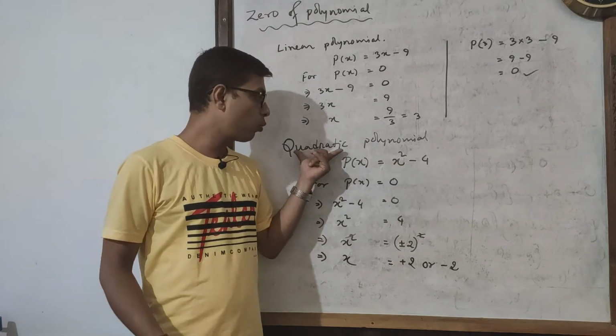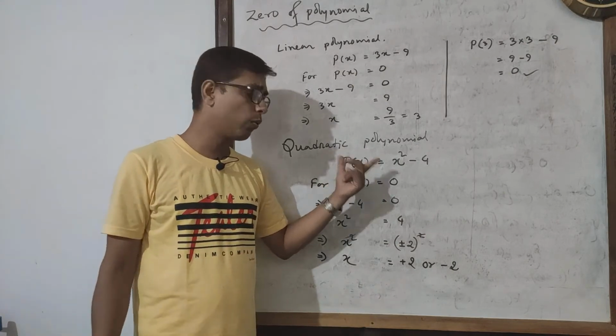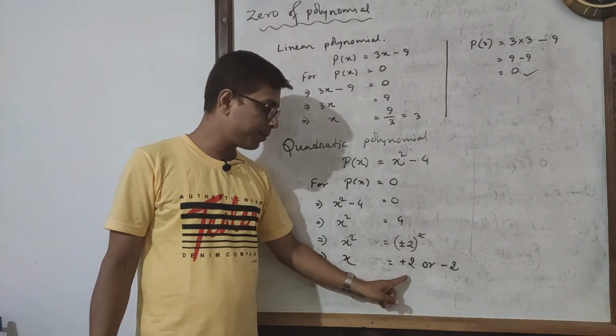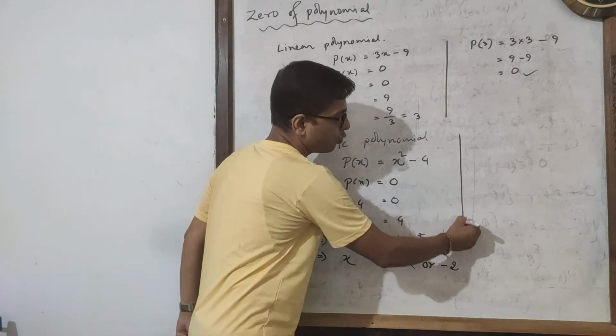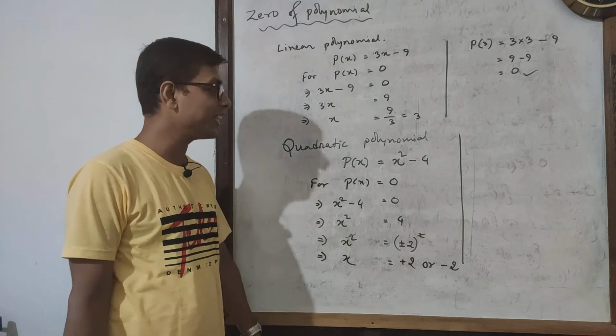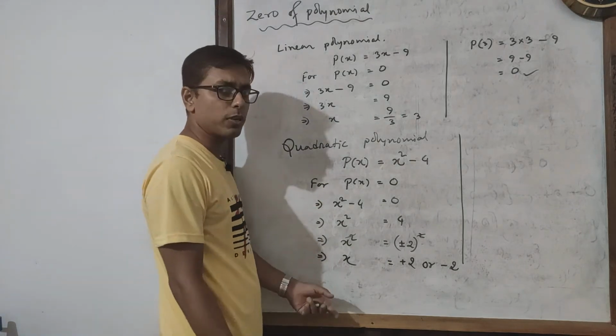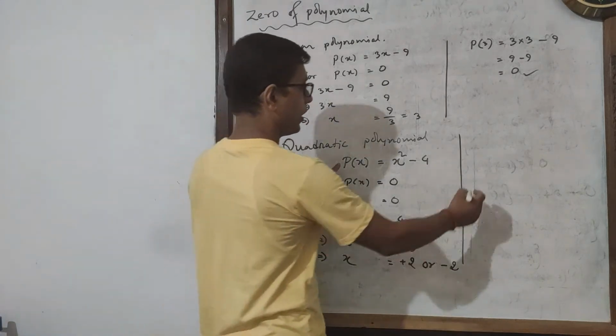That means this is a quadratic polynomial, and a quadratic polynomial will have how many zeros? Exactly 2 zeros. What are these 2 zeros here? That is plus 2 or minus 2. Let us check whether it is true or not. We have not assumed, we have solved and got the value. Let us see whether it is true or not.